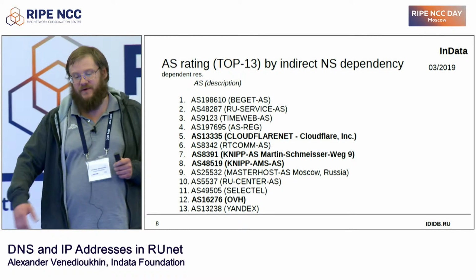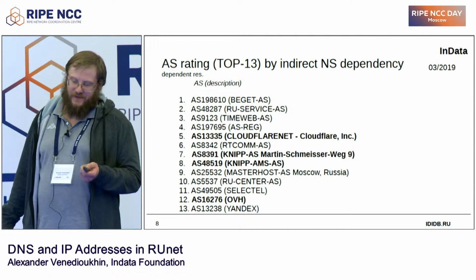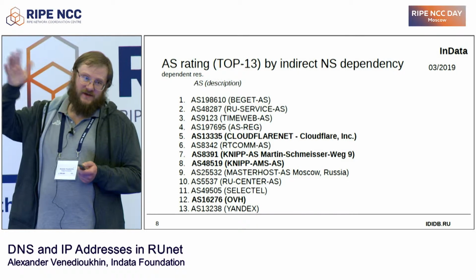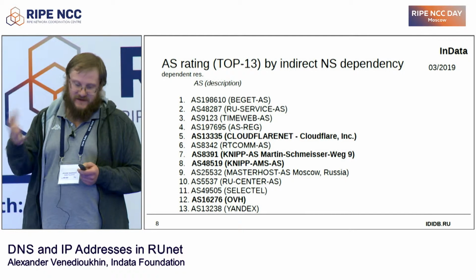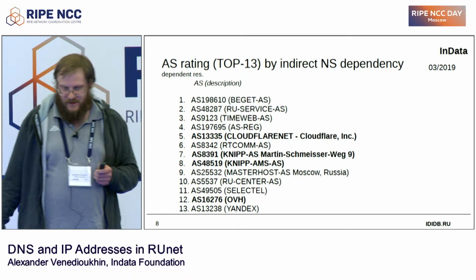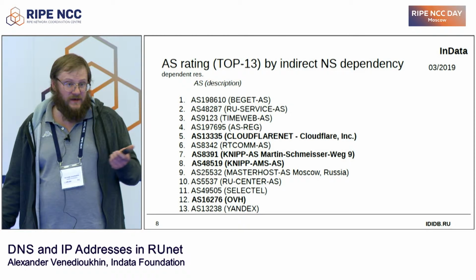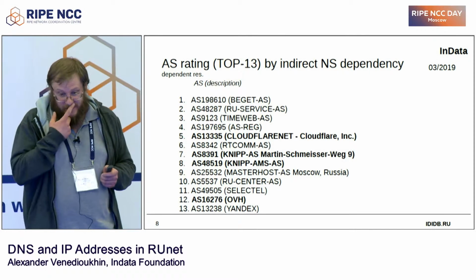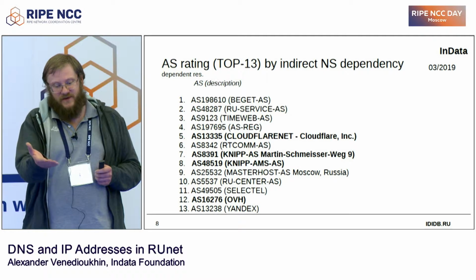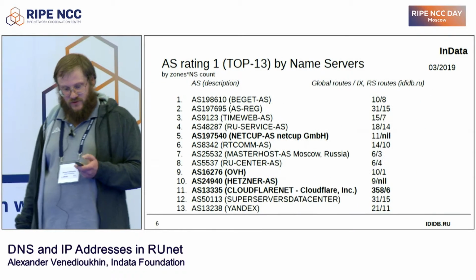And another rating is for those indirect dependencies. This is quite insightful information, and I'll try to explain why. These are authoritative name servers of some other zones on which the studied zones depend. And here in the 7th and the 8th place, you see CNIP AS. This is RUnet, in fact. RUnet is used for provisioning, for ensuring the stability of its own domain name. And RUnet is provided via this autonomous system. So these are indirect dependencies.